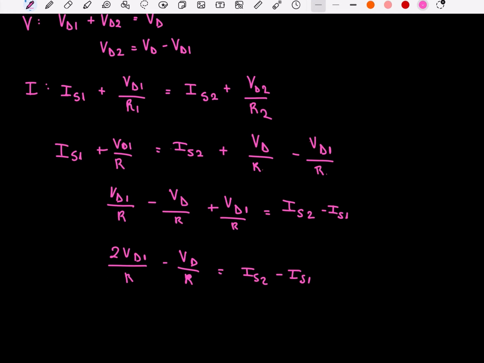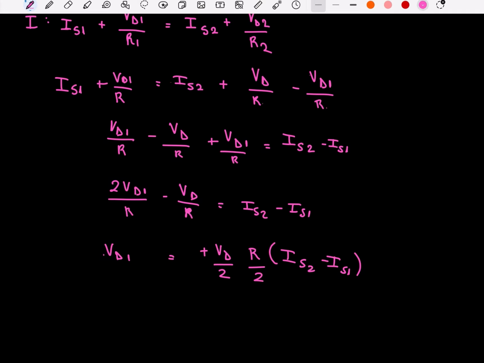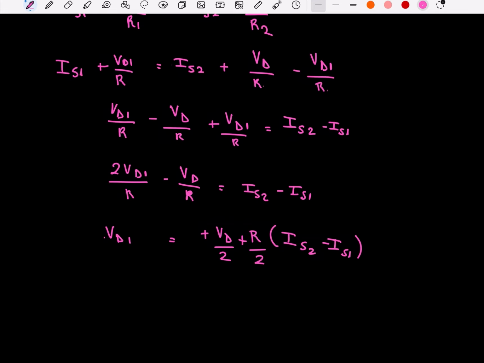Now we can multiply by R and divide by 2. So 2VD1 is going to be VD plus R times IS2 minus IS1. Now we're going to divide by 2. Now we're going to take this to the other side. So you have plus VD plus whatever this is. And what's left, we just need to plug in our values.